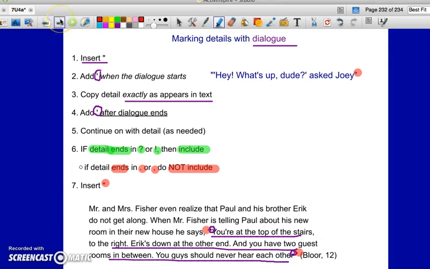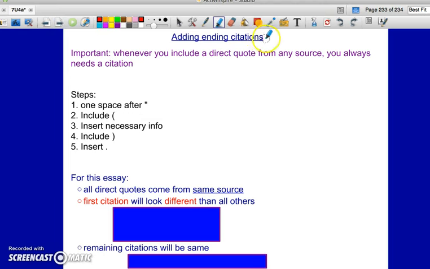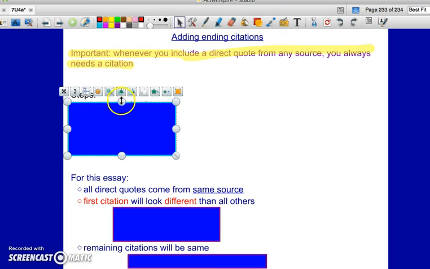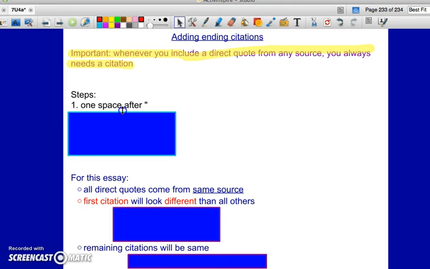The next thing we're going to talk about is ending citations. So this is super, super important because you need to give credit to the author. Whenever you have a direct quote from any source, you always need to have a citation. And the steps are pretty simple. So follow these steps. And I should have had that covered, but oh well. Step 1, after your final quotation mark, space over. Not right next to, just one space.